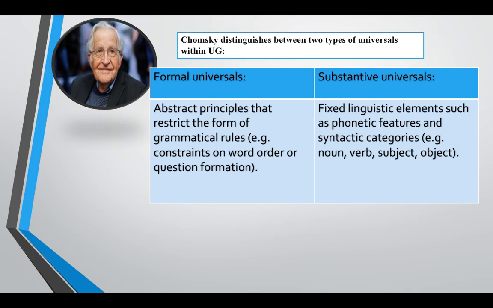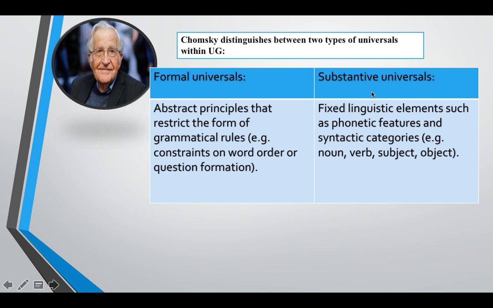the formal universals are the abstract principles that restrict the form of grammatical rules. So, for example, constraints on the word order or the question form. For example, she is playing. When the child wants to make this a question, they are going to take the "is" and put it at the beginning: Is the child playing? And use this form when he or she wants to ask.